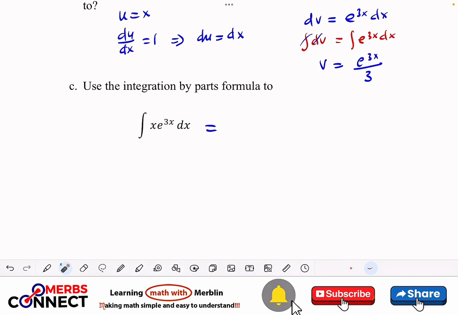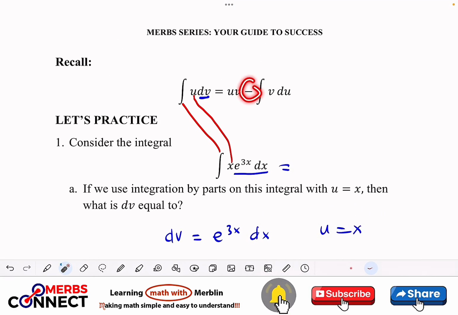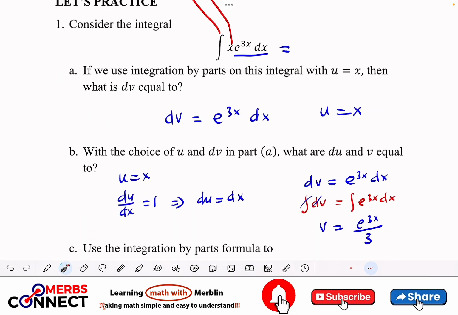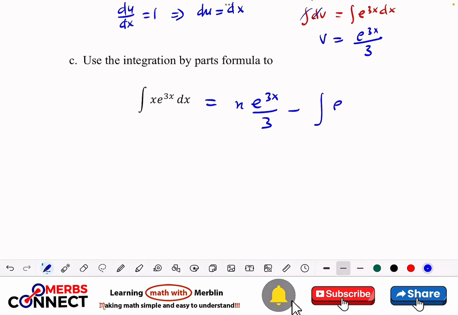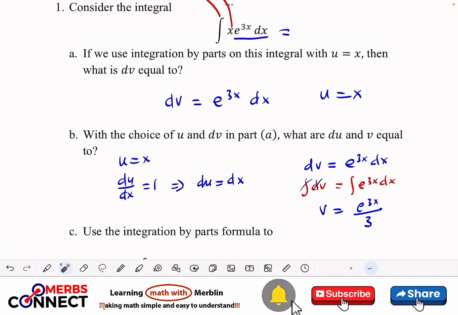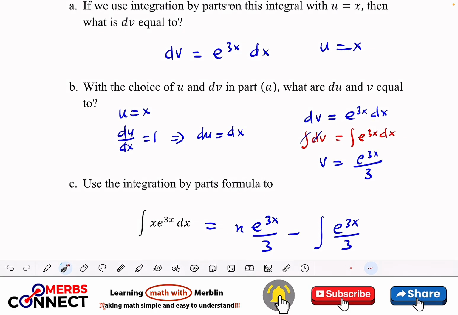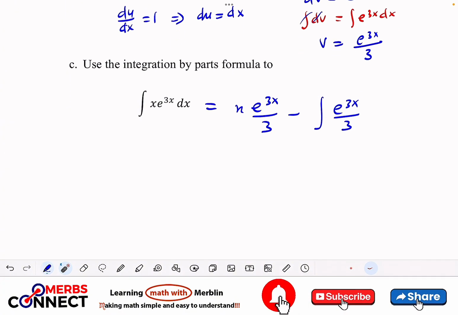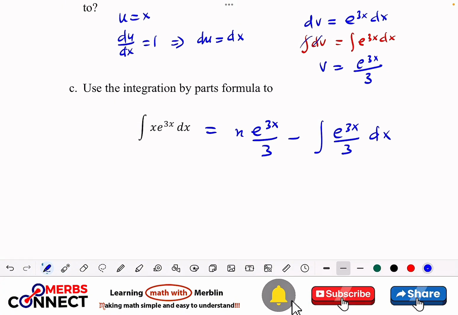So now we are going to have x e to the power 3x divided by 3 minus, because this is minus, the integral of V. We know that V is equal to e to the power 3x divided by 3, times dU, but we know that dU is equal to dx. So we are going to have this integral be with respect to dx. Very simple. So this is going to give us e to the power 3x divided by 3. I can factor 1 over 3 out and have something like this.